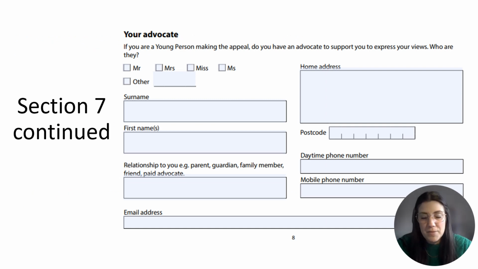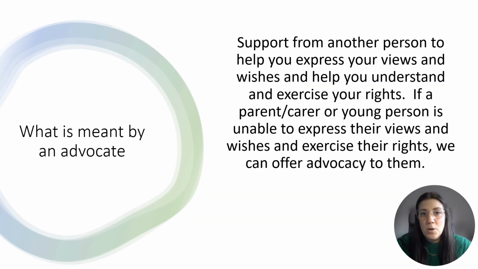This next part of section 7 talks about your advocate. So if you are a young person making an appeal, or you are a parent who has your own needs, meaning you may need an advocate, that is where you can fill in the details of that person here. What we mean by an advocate is that you're getting support from another person to help you express your views and wishes and help you understand and exercise your rights.